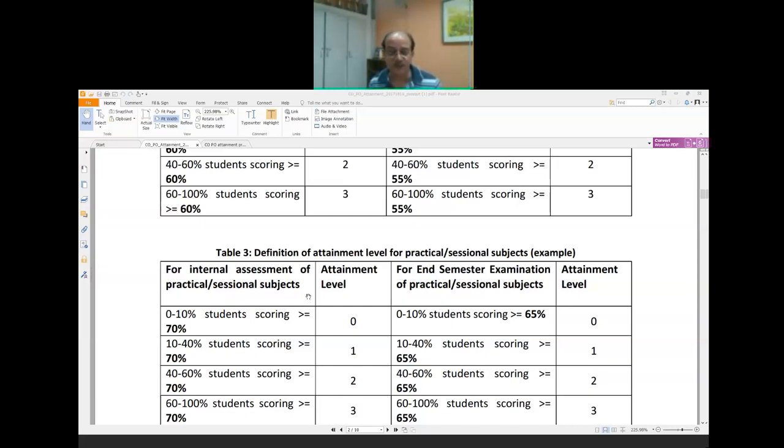And these two tables are, one for the theory courses and one for the practical courses. What we say is, in skill-based courses you score high marks because we expect skill has to be developed, and in case of theory courses, marks are low. That's why we have kept 60 and 55% marks. I hope that answered. Yes, sir. Thank you, sir.